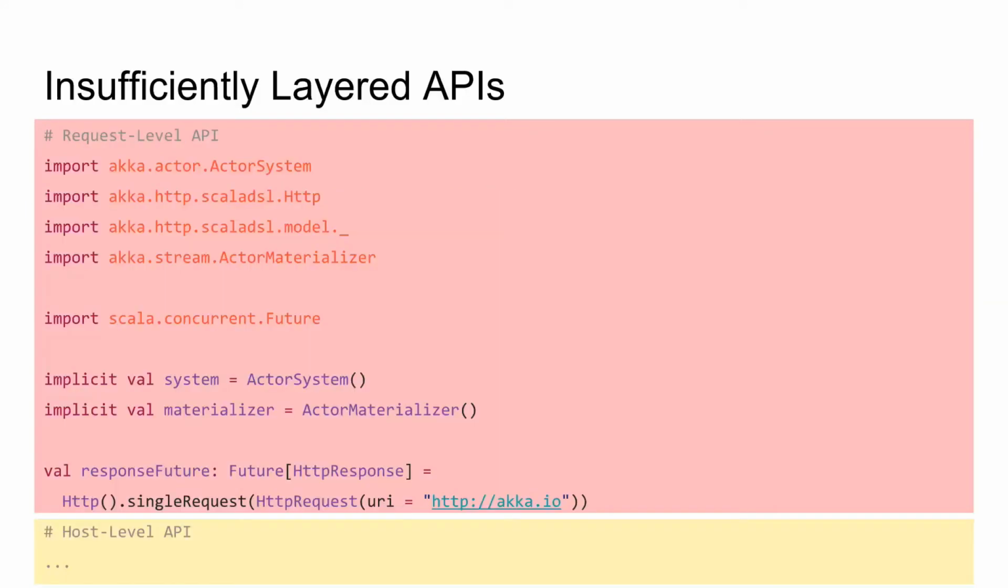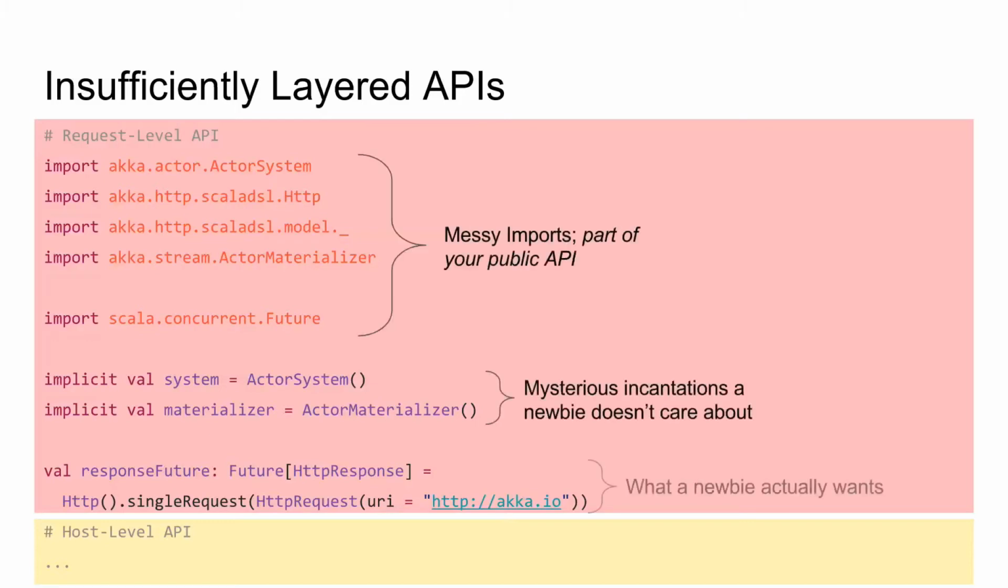I think an example of an insufficiently layered API would be something like the Akka HTTP client API, which has a lot of stuff in it to get started. So this is not necessarily a bad layer, but I think this is an insufficiently layered API in that, for example, the actor system and materializer are things that people do want to configure and do configure. So you can't just not let people configure the actor system and materializer.